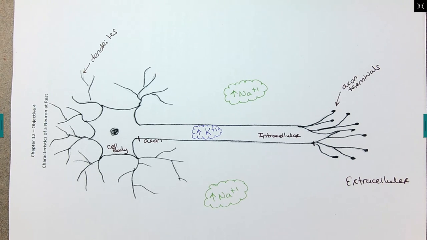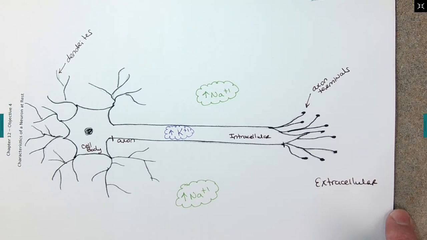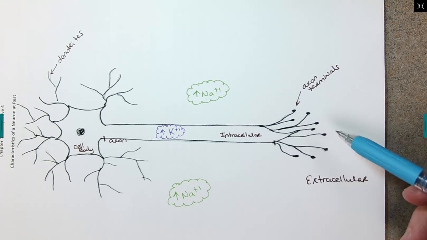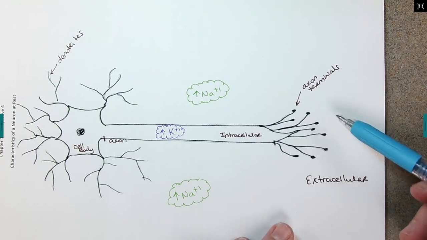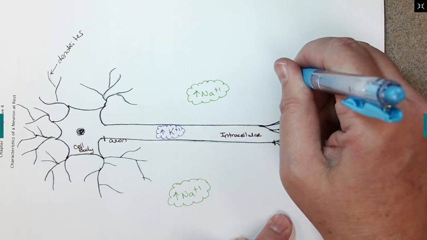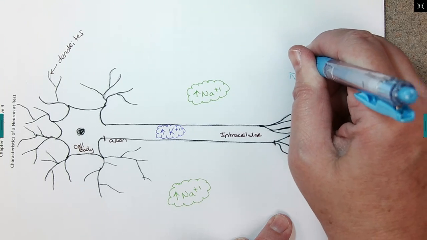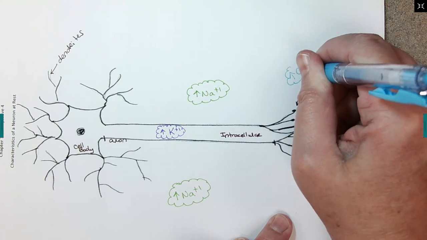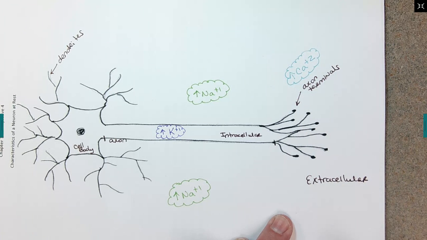I'm going to let you know where we have a high concentration of calcium. When we get to calcium, we're going to really be talking about calcium at the synapse, in this area over here. So I'm going to put calcium in high concentration over here. This is the last time we're going to talk about calcium for a while. We'll talk more about that in Objective 8, but calcium is also going to be located in high concentration outside the cell.